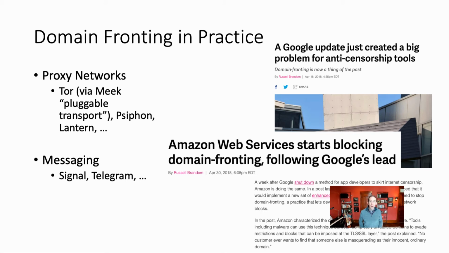They've done so in the guise of improving security and defending against malware, but of course the side effect is that this pluggable transport may not end up working in practice for sites that are hosted on these content delivery networks. For this reason, Tor makes use of multiple pluggable transports. Domain fronting is of course useful for websites that are hosted elsewhere, and so it is used not only by Tor, but also other proxy networks and secure messaging applications.